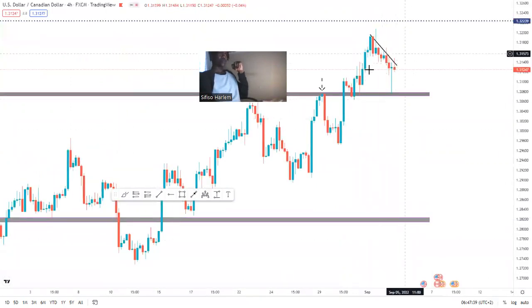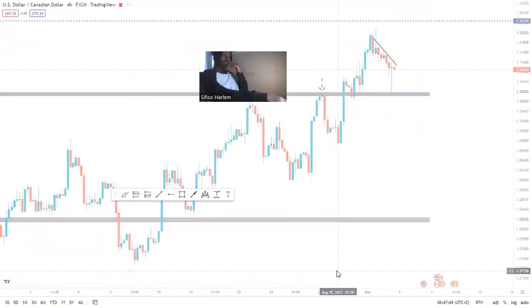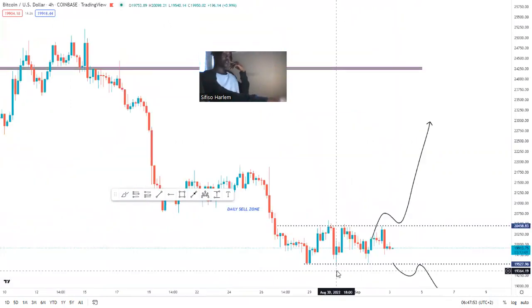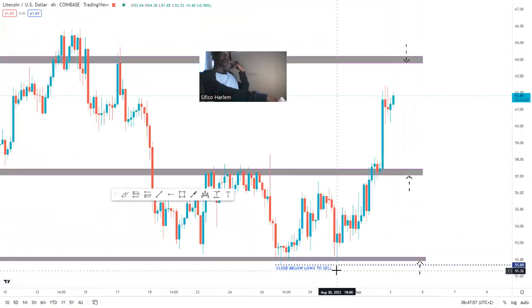USD CAD, because now we're trading at such levels, we simply wait for price to react off the support zone to continue to the upside, or for price to break back in and retest below to continue moving to the downside. Bitcoin, sideways movement. Ethereum, I don't know how it will move. Bitcoin, we're simply waiting for price to tap the resistance level or to test the key level to take continuation trades either to the upside or to the downside.